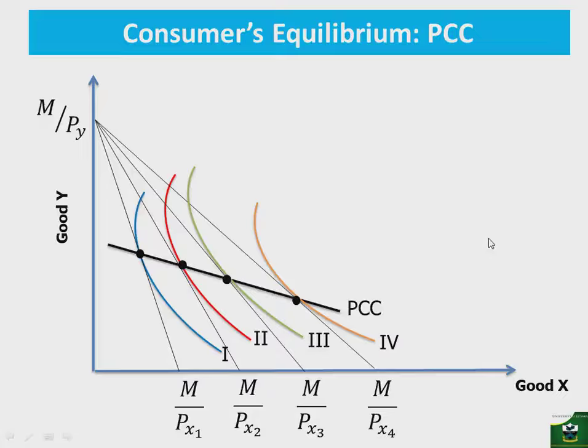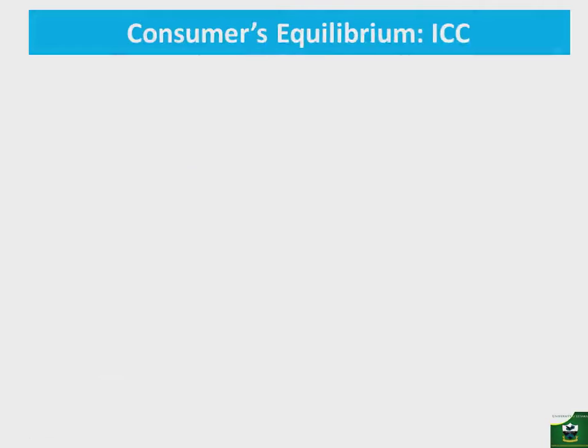It should be noted that the price consumption curve need not be a straight line in all cases. It can be a curve, it can be a box, depending on how your equilibrium points are moving. So all you need to do is use your free hand and draw the line that will join those points, and it will be the price consumption curve. Okay, let's look at the income consumption curve.